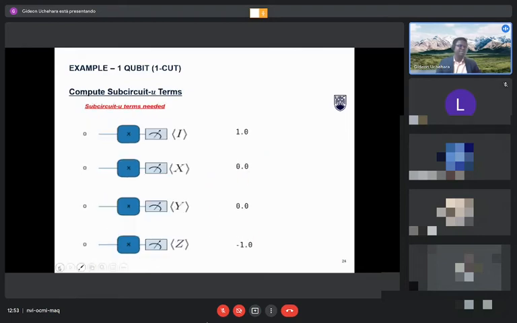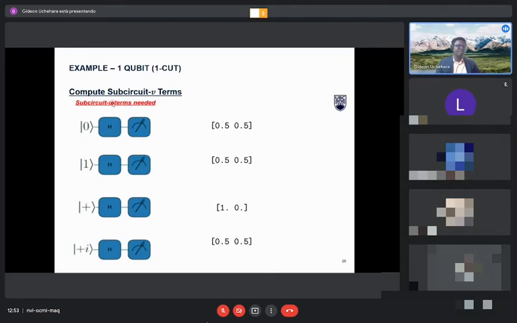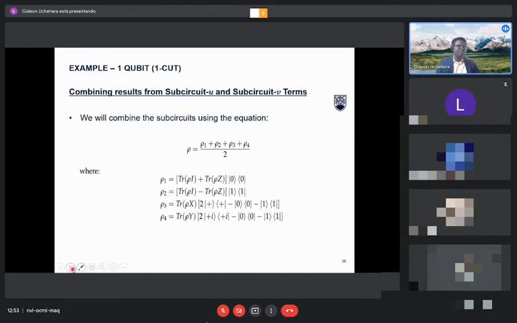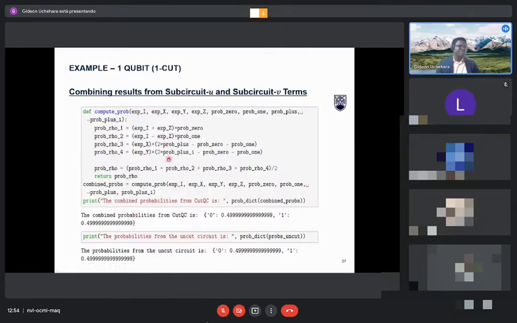So take note of the difference. In subcircuit V, sorry, this is supposed to be V, not U, we measured the expectation value. Subcircuit U, we measured the probability distribution, and we combine the result from the expectation value and the probability distribution we have for these different initializations. So this is a simple function that I created to do that, and as you can see, the result from cut QC is exactly the same as the result we get from the uncut circuit.